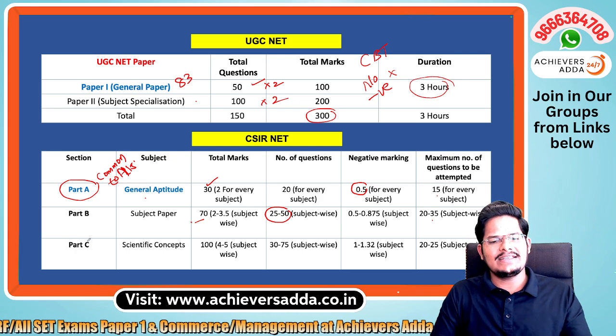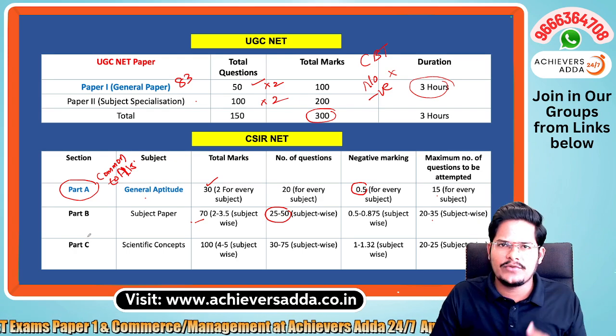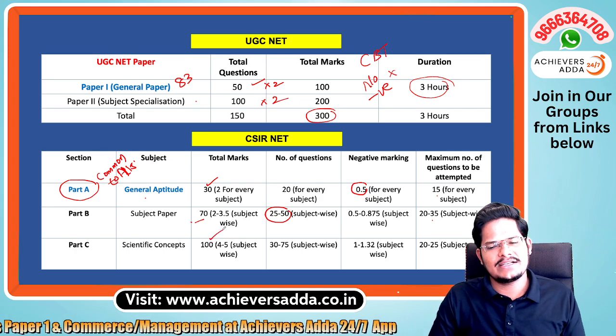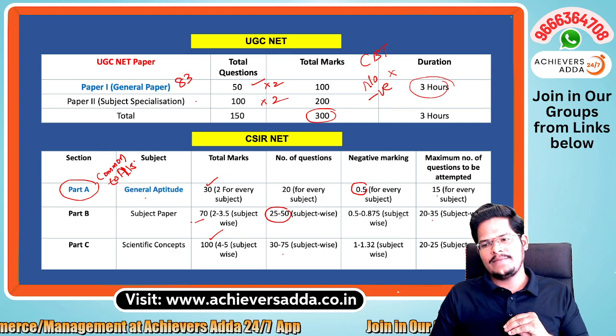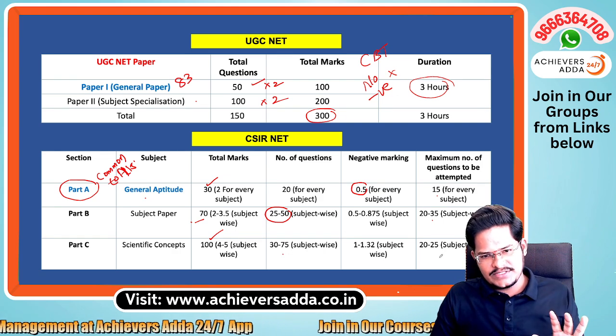Right? And Part C will be scientific concepts, which is more application oriented. So 100 marks will be the maximum, and 30 to 75 questions will be there. Minimum 20 to 25 questions you need to attempt.